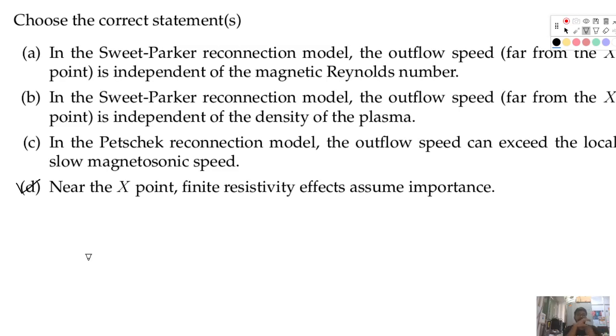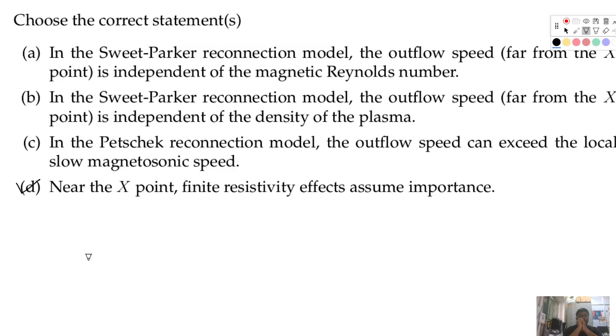So the difference between the Sweet-Parker and Petschek reconnection models is that in the Sweet-Parker reconnection model, we assume the total current sheet will have a larger length, right?